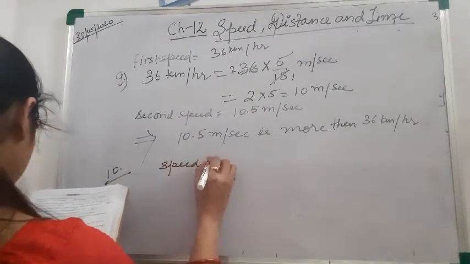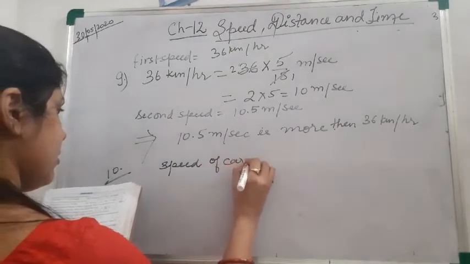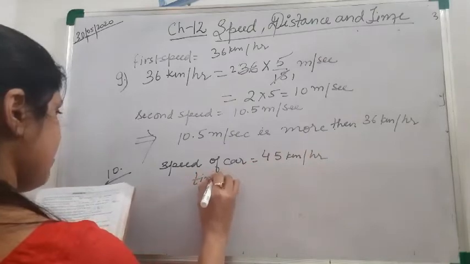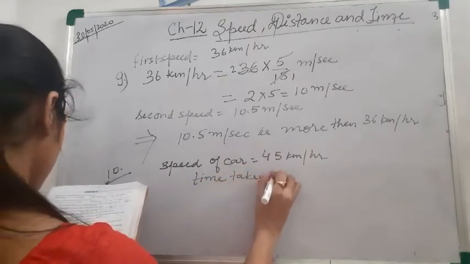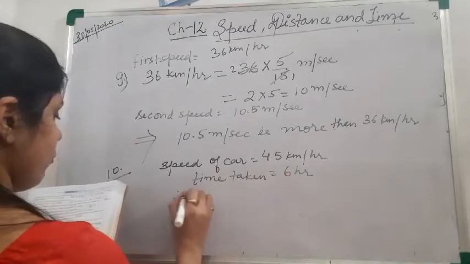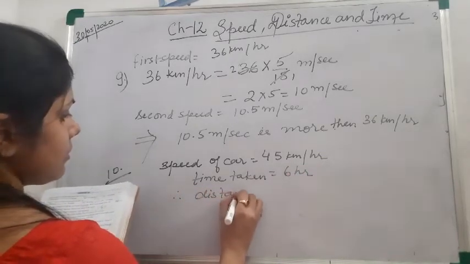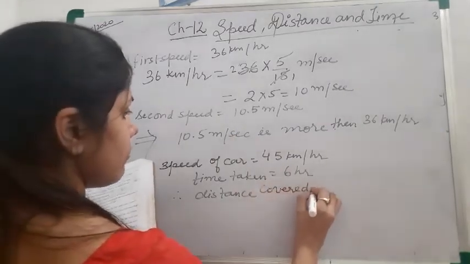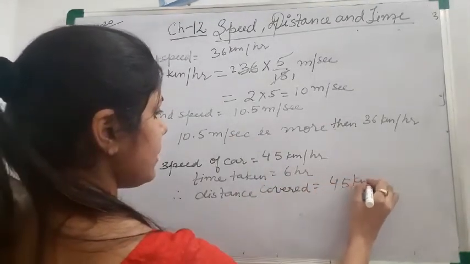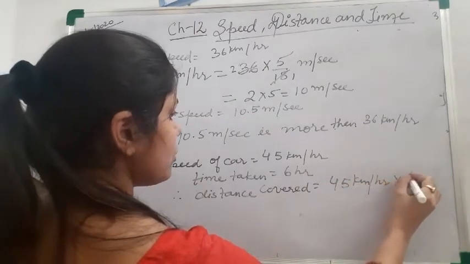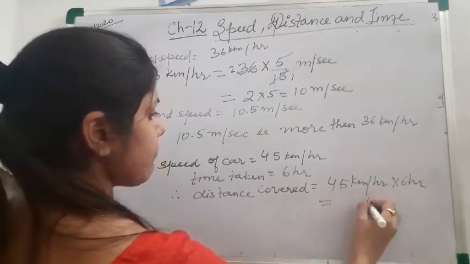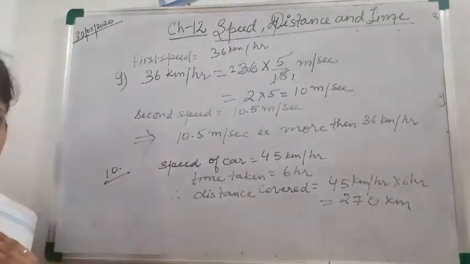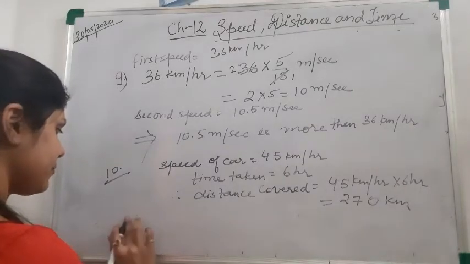Speed of car is equal to 45 kilometer per hour and time taken is 6 hours. Therefore, distance covered will be 45 kilometer per hour into 6 hours. So what will be there? 6 5s are 30. 270 kilometer. Now, second case.